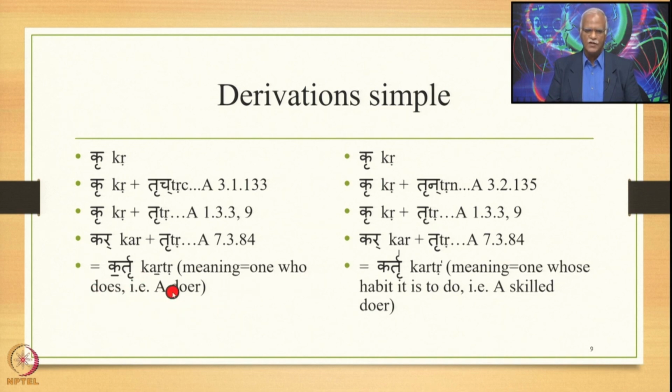Kartru means a doer. Now let us take a look at the derivation shown on the right hand side of the slide. The derivation is same except the marker in the suffix. Here it is trun and the sutra is different. It is 32135. This suffix trun is also an agentive suffix, but there are some additional shades of meanings like tachila, tadharma and tatsadhukari. One whose habit it is or one whose skill it is and so on.